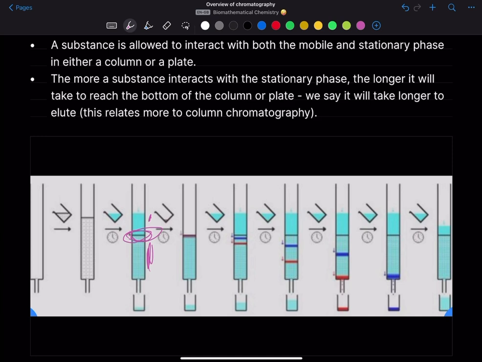More polar compounds tend to be more attracted to the stationary phase than the mobile phase. So less polar compounds are attracted more to the mobile phase compared to the stationary phase. So the more polar a compound is, typically it has a stronger affinity for the stationary phase, and vice versa.